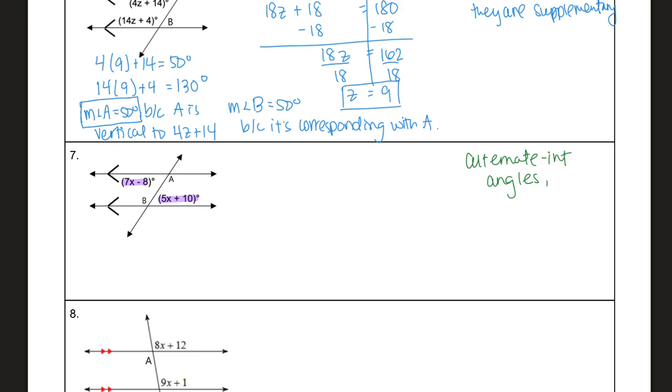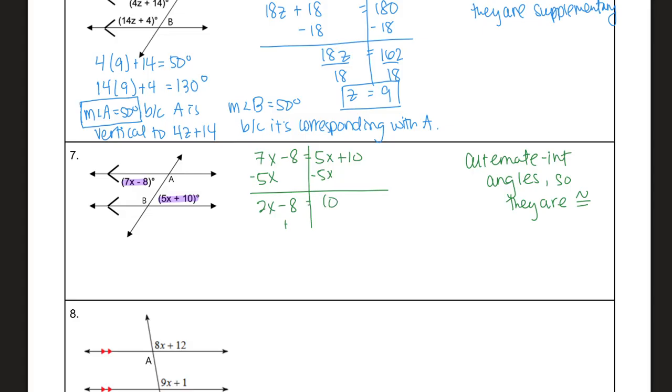And we know the alternate interior angles are congruent. So to solve for x, we're going to set this equal. So 7x minus 8 equals 5x plus 10. So minus 5x from both sides to get my variables together. So 2x minus 8 is equal to 10. Now I'm going to add 8. So 2x is equal to 18, and then divide by 2. So x is equal to 9.